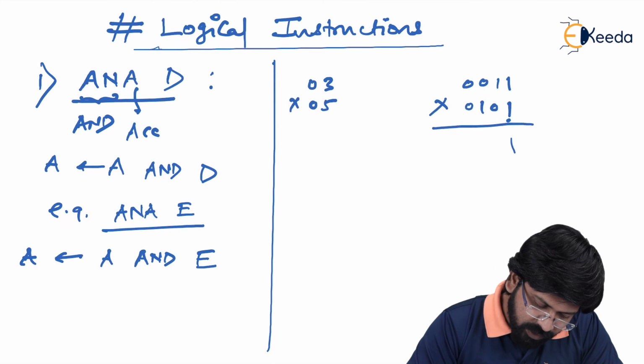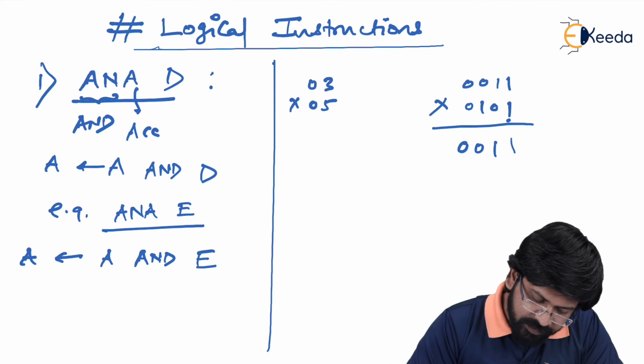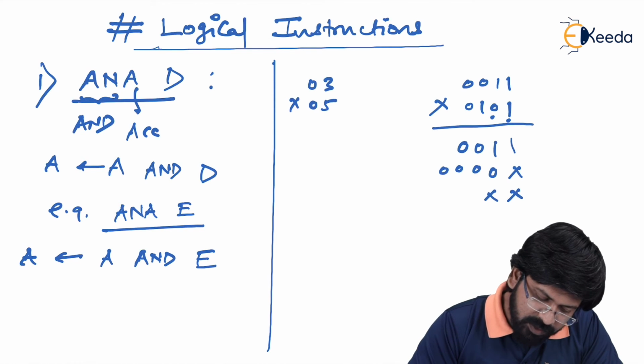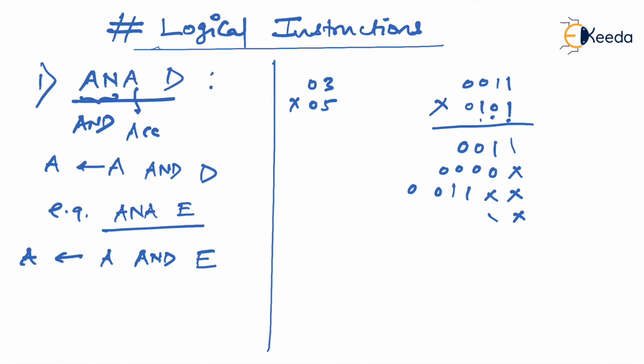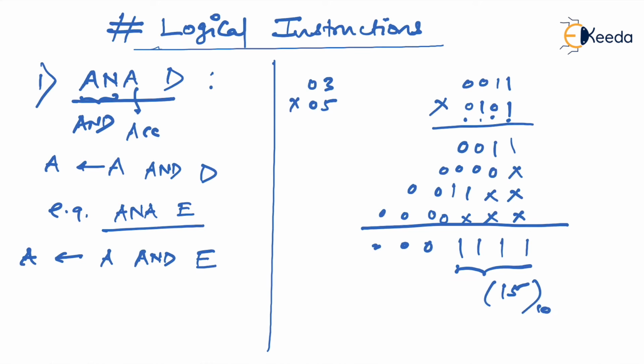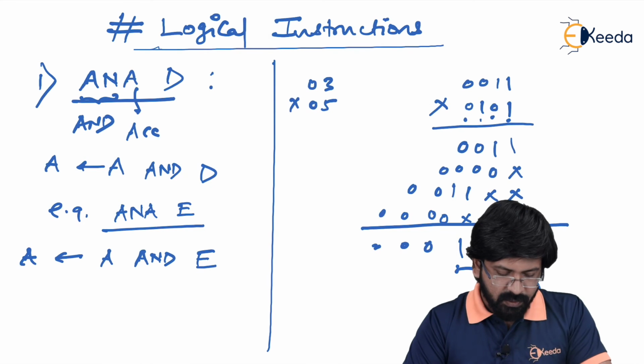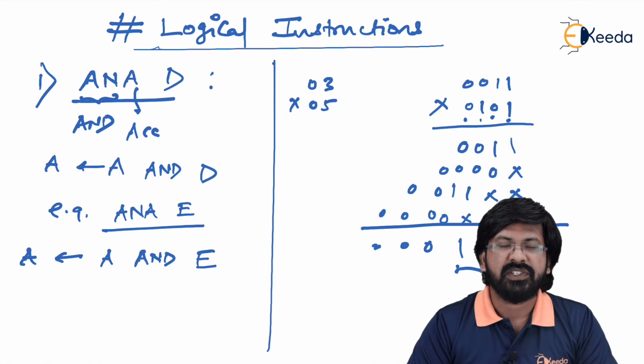So 1 into 1 is 1, 1 into 1 is 1, 0, right? Then you put a cross mark. After that you multiply with 0. 0 multiplied with anything is all zeros, right? Then you put 2 cross marks, then you start multiplying with 1, it becomes 1 1 0 0. Then you put 3 cross marks, then you multiply with 0, but then again it is all zeros. So if you now do this addition, you'll get 1 1 1 1, and the rest of the bits you will get 0. So what you are getting, all ones, is 15 to the base 10. Is that right? So 3 into 5 gives you 15 naturally.